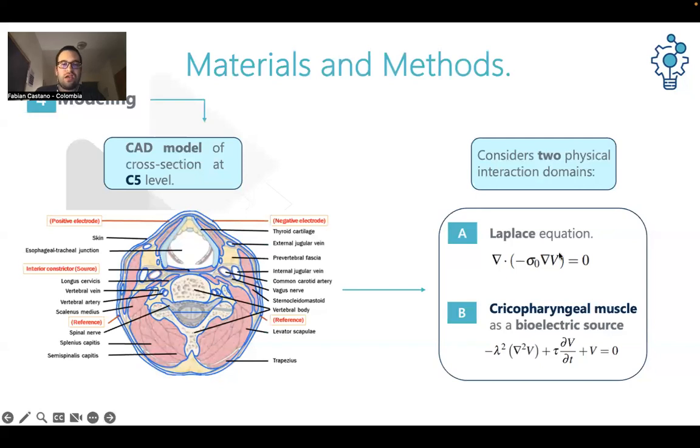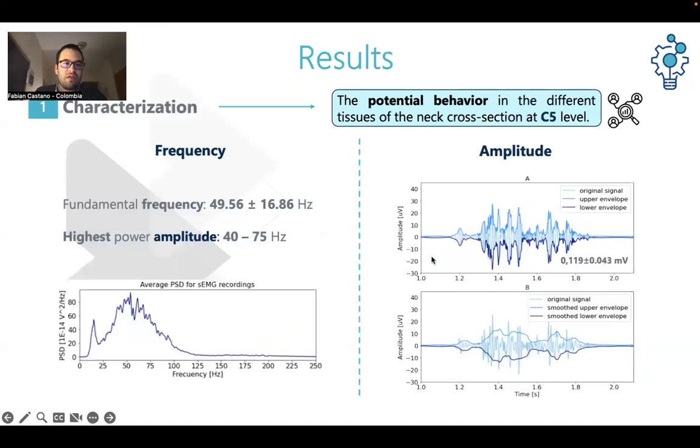Then we use the Laplace equation and the bioelectric source or the cable equation to do this study. After the characterization, we obtain a range of frequency between 5 hertz and 125 hertz, where is the most important frequency band of energy in the signal that we are studying.